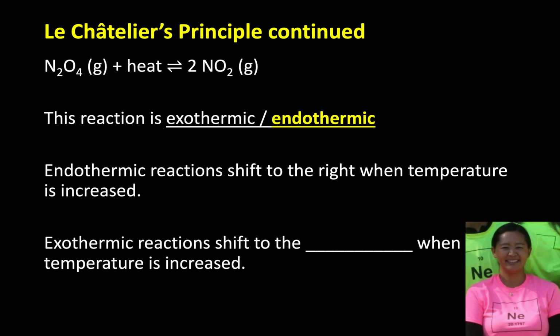So heat is a product in this reaction. Okay, so endothermic reactions will shift to the right when temperature is increased. Exothermic reactions will shift to the left when temperature is increased. Now, not all reactions can reach an equilibrium. So if we think of something like combustion, where you're burning a candle, that's not a situation where equilibrium will be reached.